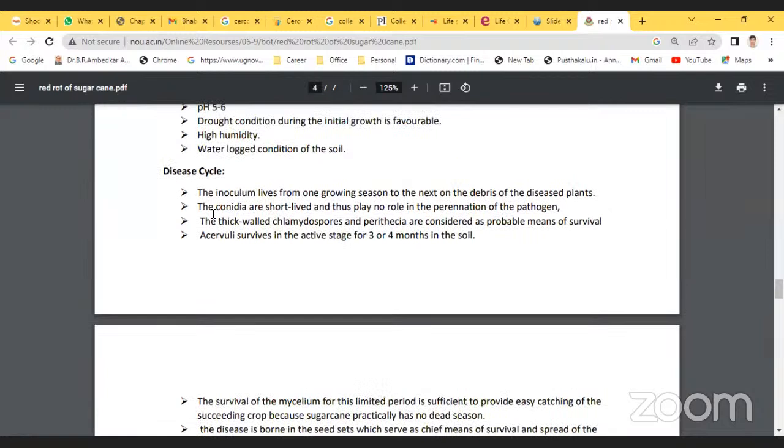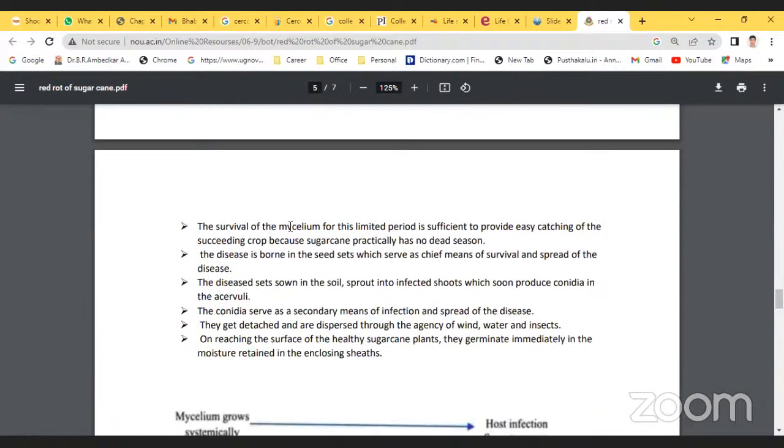Disease cycle. The inoculum lives from one growing season to the next on the debris of diseased plants. The conidia are short-lived, thus play no role in the survival of the pathogen. The thick-walled chlamydospores and perithecia are considered as the probable means of survival. The acervuli survive in the active stage 3 to 4 months in the soil. The survival of the mycelium for this limited period is sufficient to provide easy catching of the succeeding crop, because sugarcane practically has no dead season.